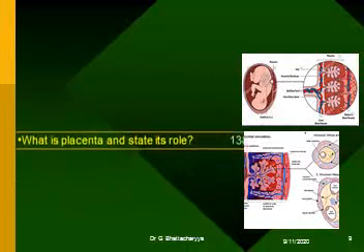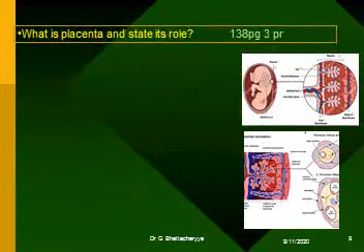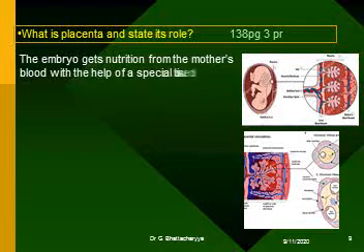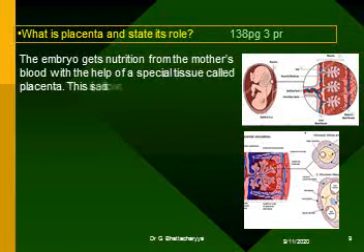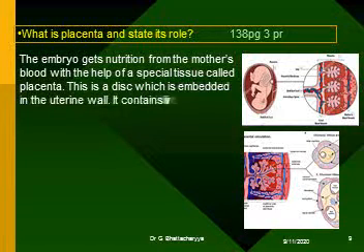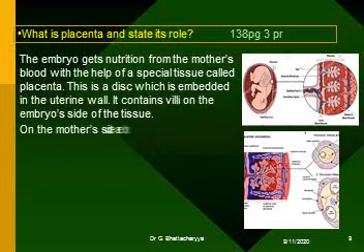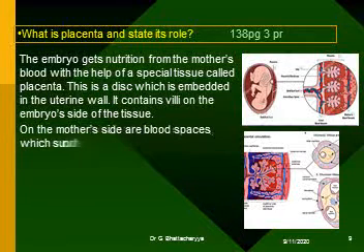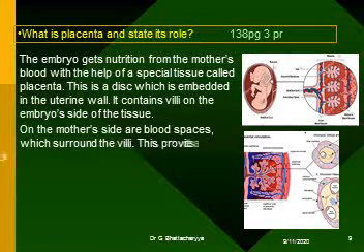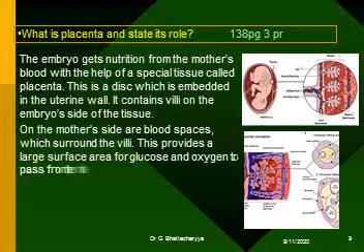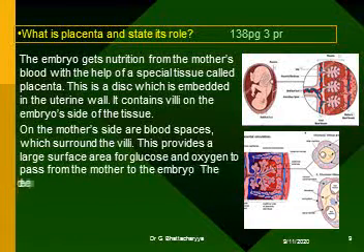What is placenta, and state its role? The embryo gets nutrition from the mother's body with the help of special tissue called placenta. This is a disc which is embedded in the uterine wall. It contains the villi on the embryo's side of the tissue. On the mother's side are blood spaces which surround the villi. This provides a large surface area for glucose and oxygen to pass from the mother to the embryo.